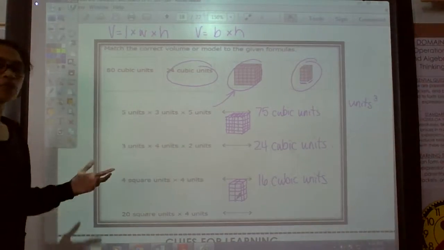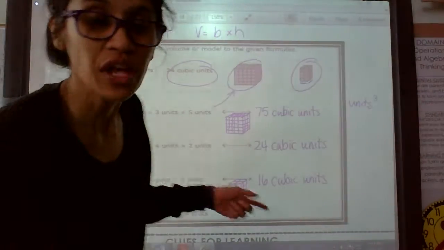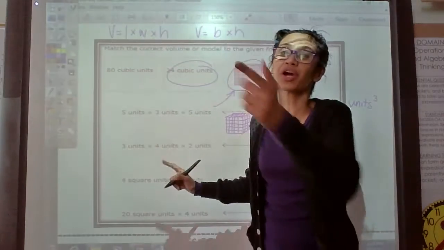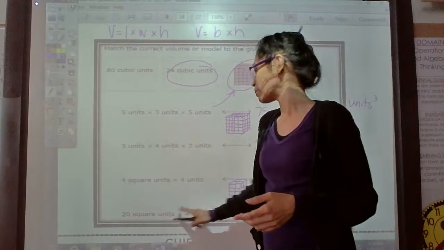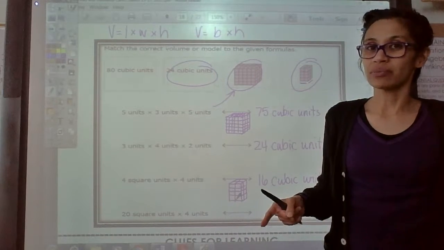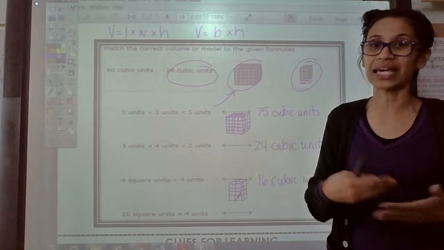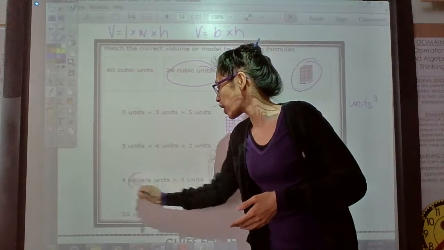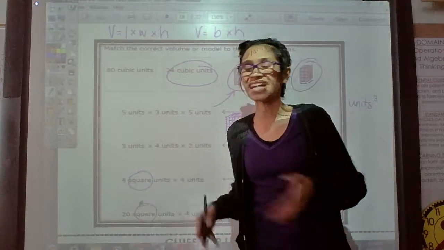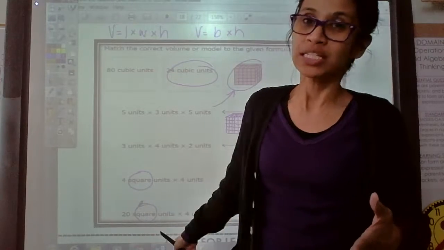All right, almost done. You already know that last one is that last one right there, but we're going to go ahead and check it out anyway. We have 20 square units times 4 units. Remember, I don't see 3 things. I don't see a length and width and height, but I see this clue right here, the square units, which means I already multiplied 2 numbers to get that.